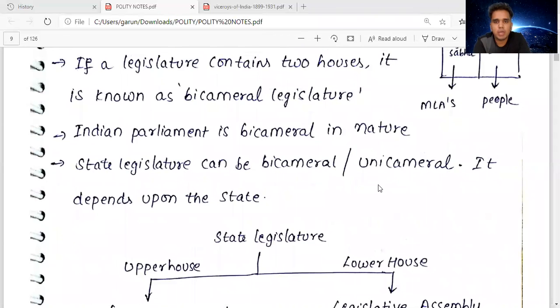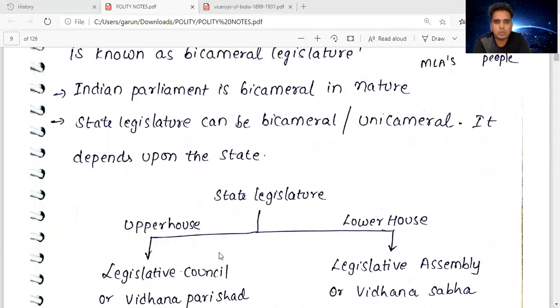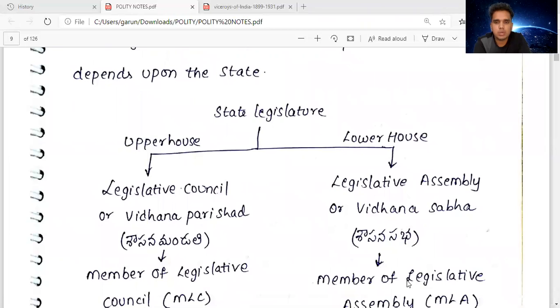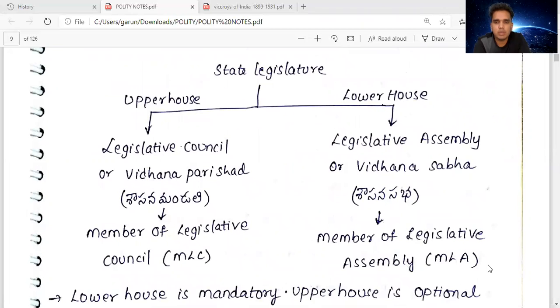State legislature can be bicameral or unicameral. It depends upon the state. State legislature: upper house, legislative council, Vidhan Parishad. Legislative assembly, Vidhan Sabha. Member of legislative assembly, Vidhan Sabha मतलब MLA. A, legislative assembly. C, legislative council. Always remember it. ठीक है. Legislative assembly has MLAs, legislative council has MLCs.